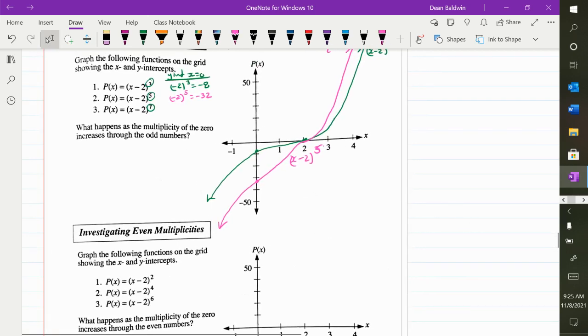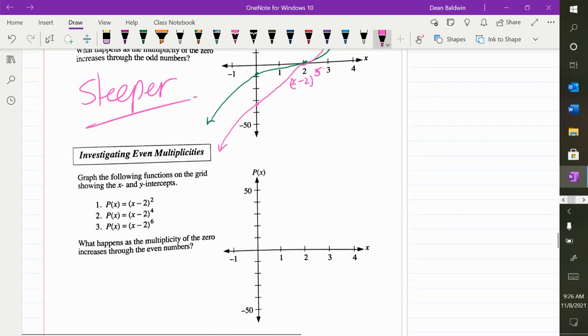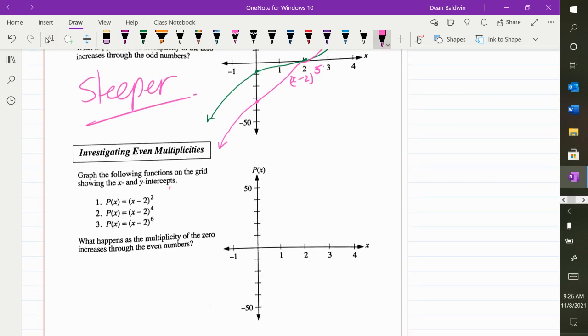So it's just going to get steeper. Steeper. That's all that happens. What do you think if it's an even multiplicity? What do you think is going to happen? It's going to be the same thing, but it's going to be a steeper bounce. That's it. Okay, so if we did y-intercepts for all these, we get negative 2 to the 2, which is 4. Negative 2 to the 4, which is 16.